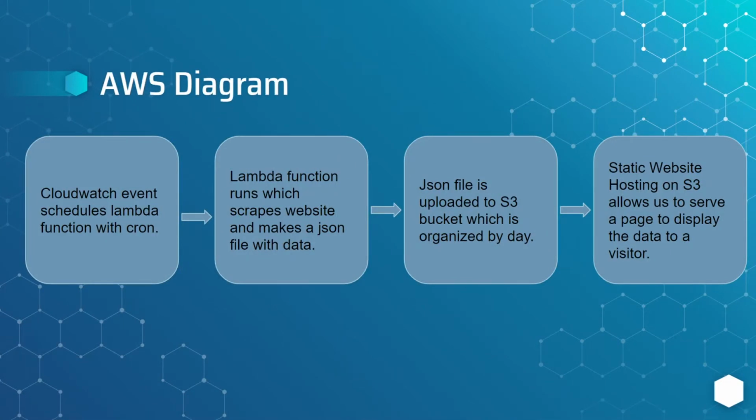On the next slide, you can see the AWS diagram, which basically just goes over how it all works. First, the CloudWatch event starts the function, then the function runs and makes a JSON file of the data, and then the file is uploaded, and then the static website simply reads that and allows the data to be interactive with the user.